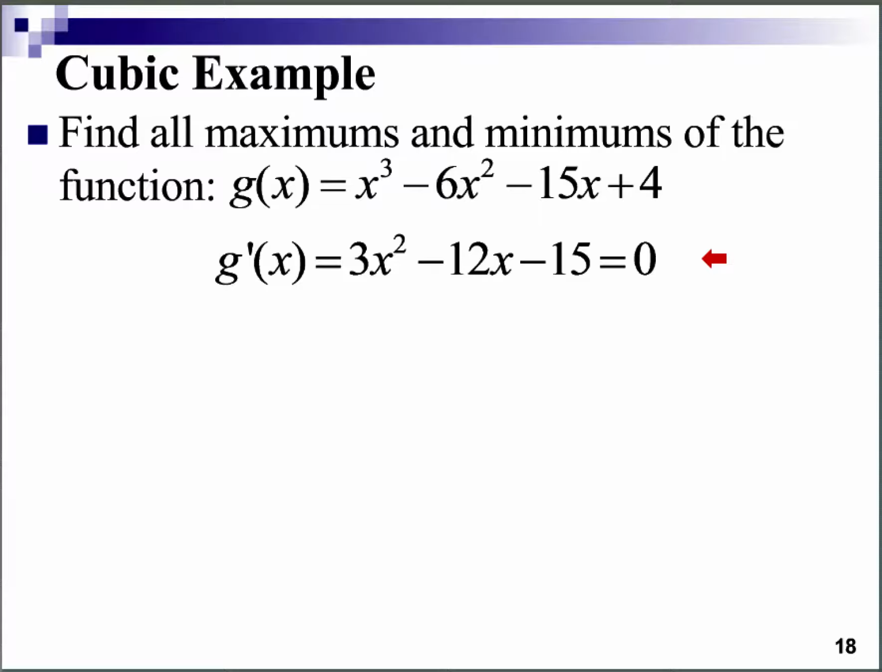So for those of you who prefer the quadratic formula, you can do that here with a equals 3, b equals negative 12, and c equals negative 15. And as long as you do the arithmetic correctly, you'll get to the correct critical point or points. But I've chosen this one so that we can just use factoring.